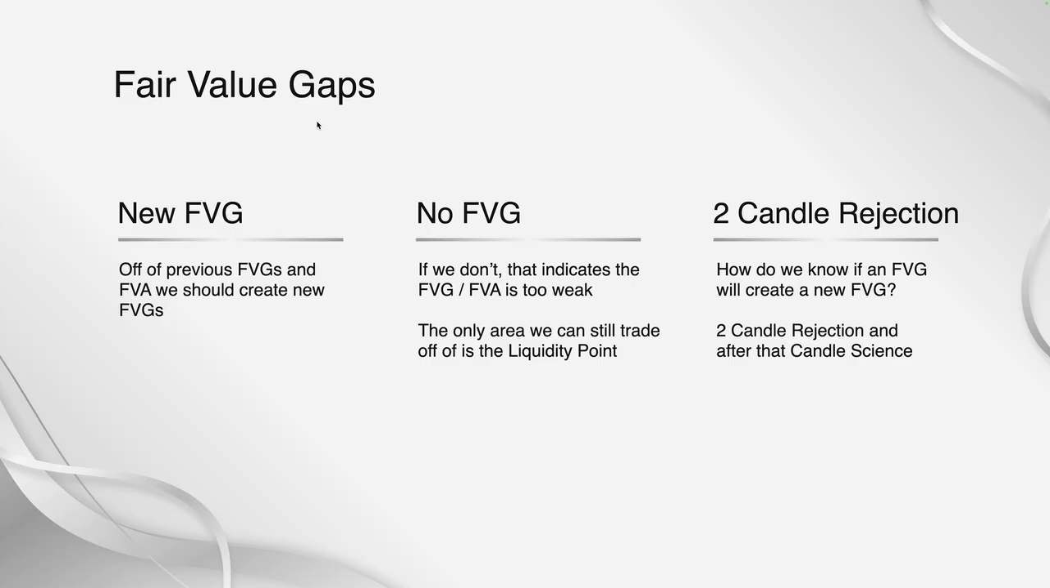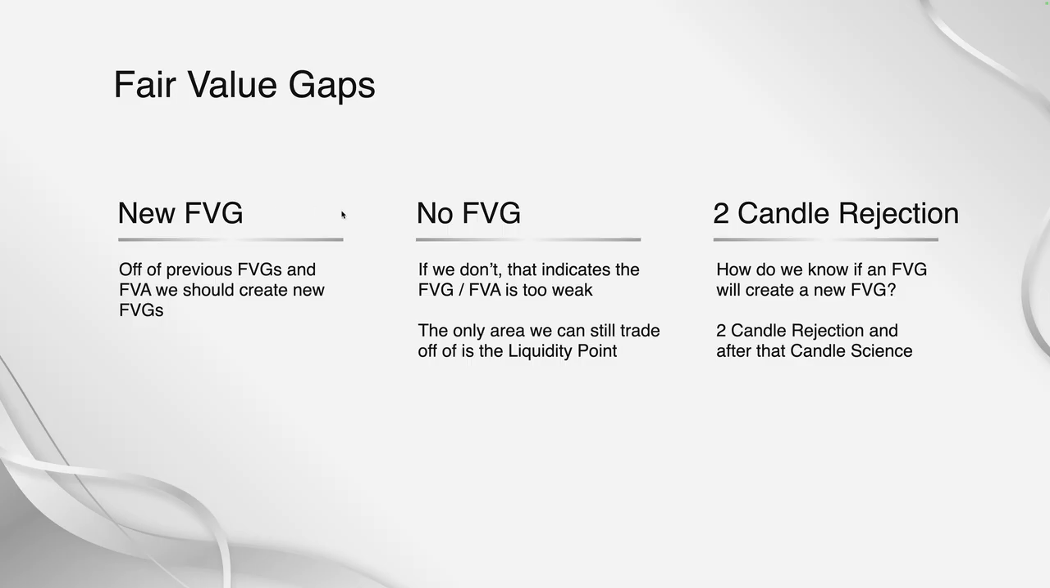So the fair value gaps right there, and not creating a new fair value gap, or creating a new fair value gap, leads to a really good understanding. How can we see that again? The 2 candle rejection. The 2 candle rejection after that candle signs. And why candle signs after that? Because we need to understand where we can actually create a new expansion phase of a new fair value gap. How far can we retrace before we create that new fair value gap? Those small little details are all extremely important to actually understand.